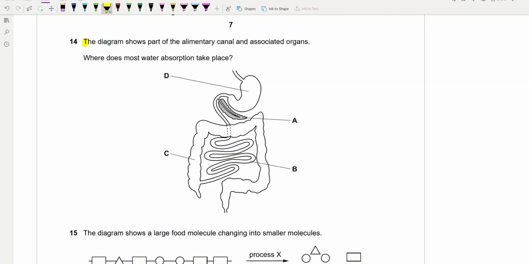Question number 14. The diagram shows part of the alimentary canal and associated organs. Where does most of the water absorption take place? So most of the water absorption takes place in the small intestine. Identify the small intestine with the blue color, which would be this one.